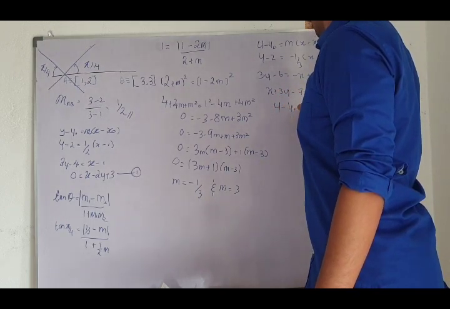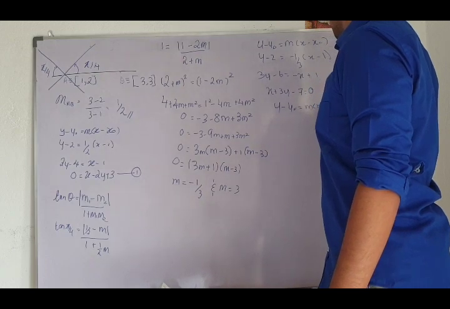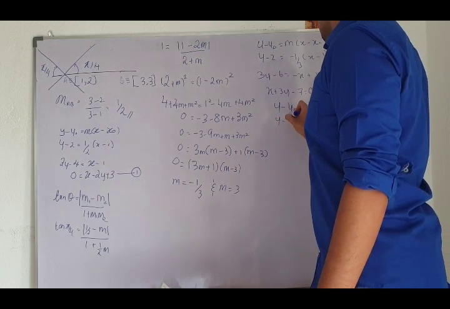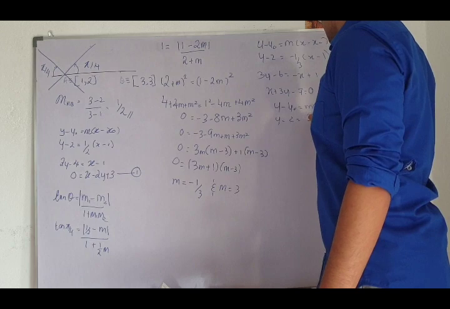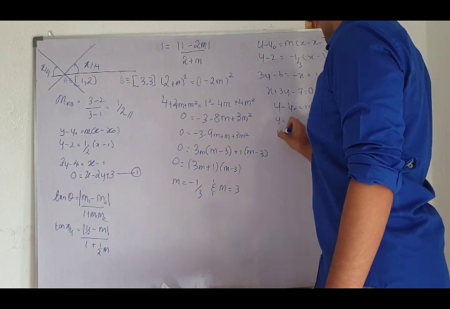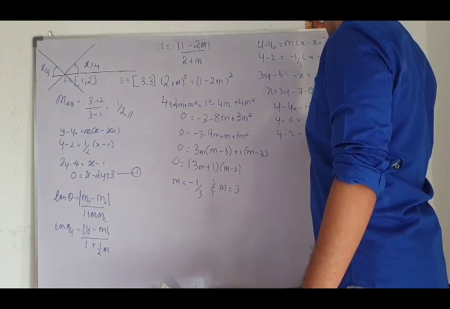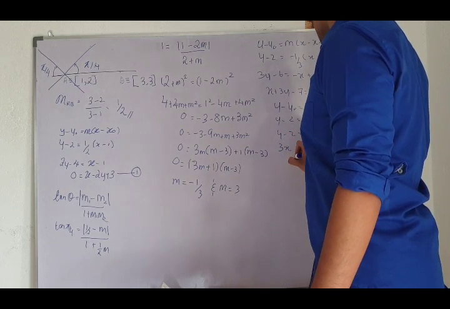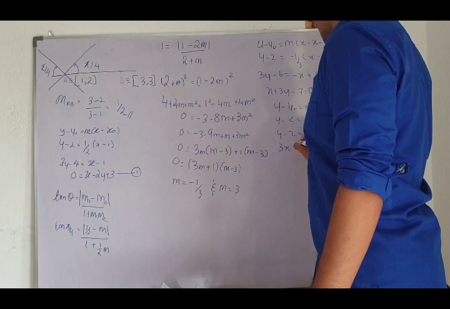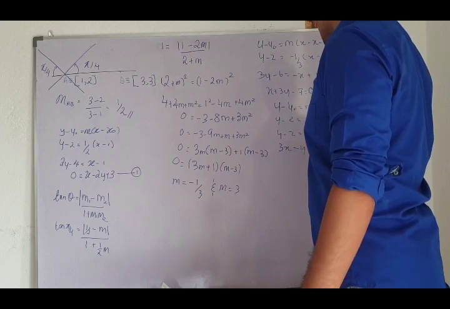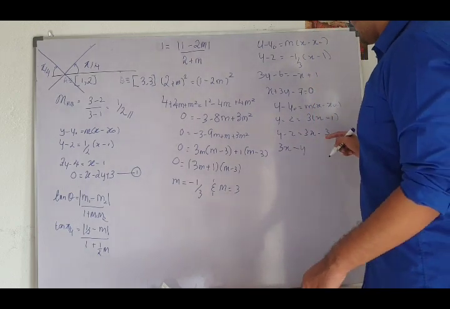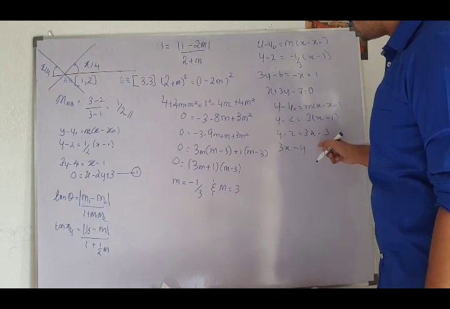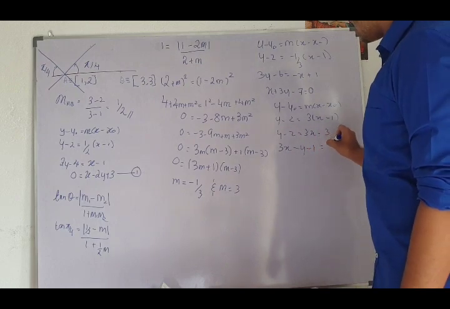Y minus y naught equals m times x minus x naught. Y minus 2 is equal to 3 times x minus 1. Y minus 2 is going to be 3x minus 3. We took it to this side, so 3x minus y minus 2 minus 3... this is it, right?